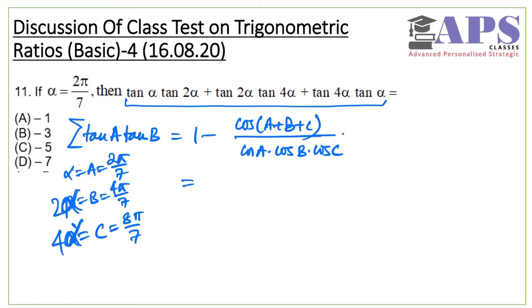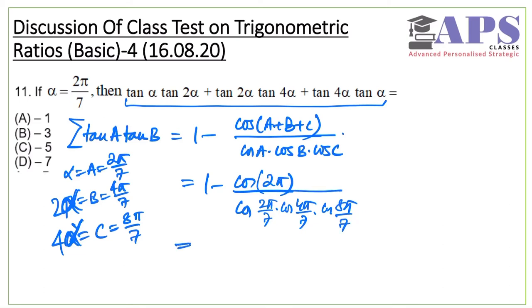So here I will get 1 minus cos of that, which is cos of 2 pi, divided by cos A cos B cos C, that is cos 2 pi by 7 cos 4 pi by 7 into cos 8 pi by 7. The denominator can be solved easily by using a formula, and cos 2 pi is 1. The denominator is sine of 8 theta divided by 2 power n, that is 8 into sine theta, 2 pi by 7. That is the direct formula again.